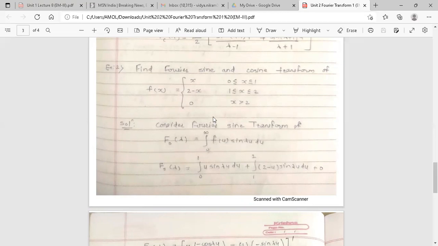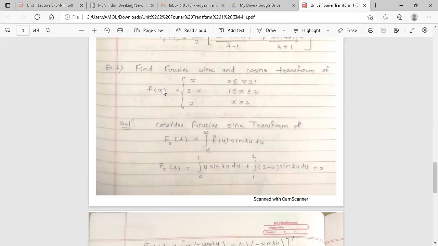Now the function is defined in three intervals, and 1 and 2 are the points of discontinuity. So you split the integration from 0 to 1, then 1 to 2, and then from 2 to infinity. Now we want a function f(u), because inside the integral the variable is u, and the given function is in the form of x. Here the variable is x in the given example.